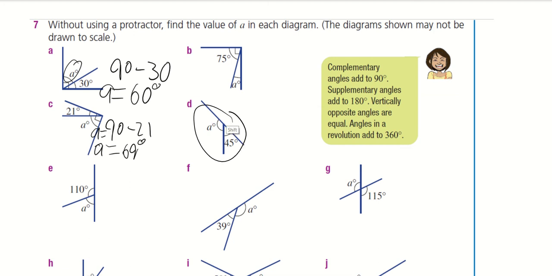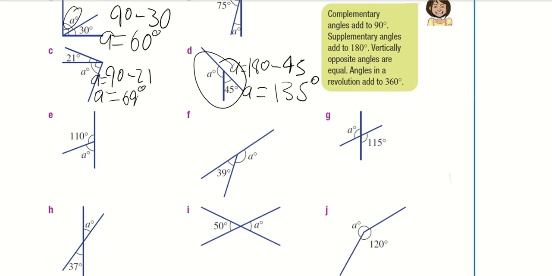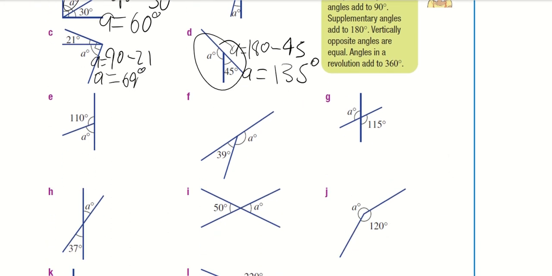Here's supplementary. So it's 180 minus 45 means A equals 135 degrees. Supplementary again here. This is 180 minus 39 equals 141 degrees. So A equals that, and I'm not going to do any more supplementary here.